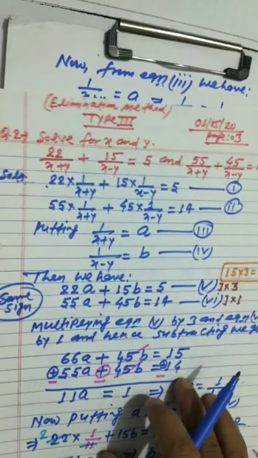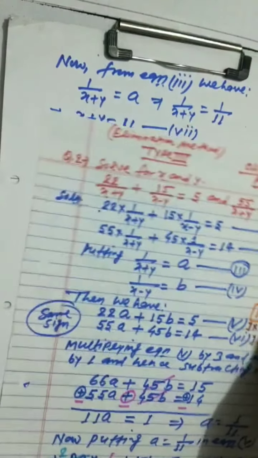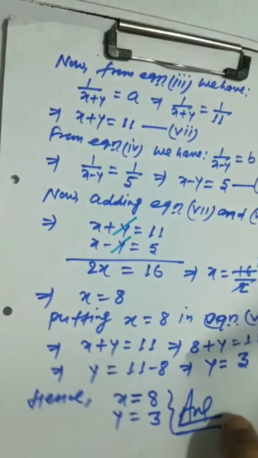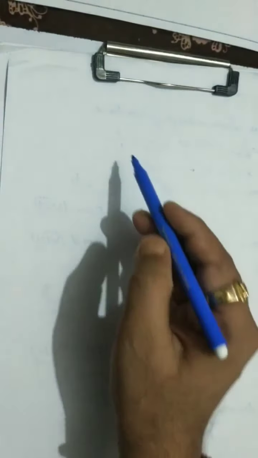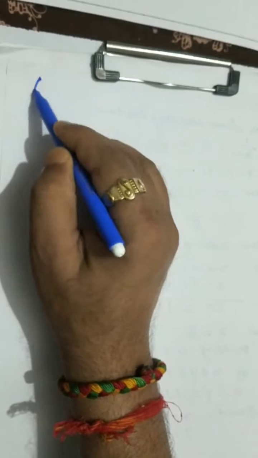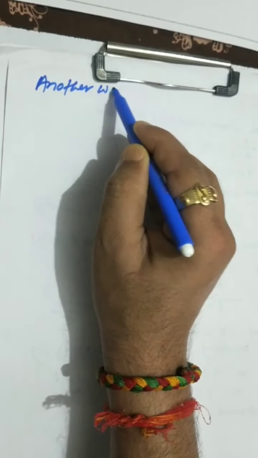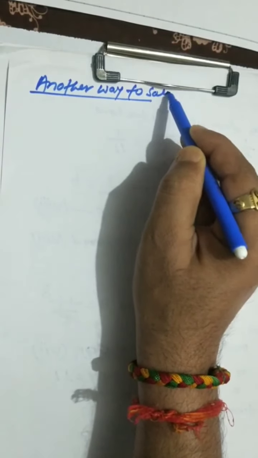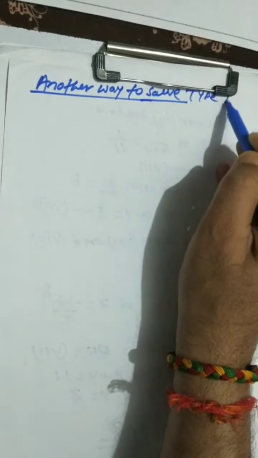So in this way you can solve this type of question, and you can also solve it directly. This type of question can be solved directly also. So let us solve it directly again. If you have to solve it directly, then let us see how it will be solved. Another way to solve. Type third.